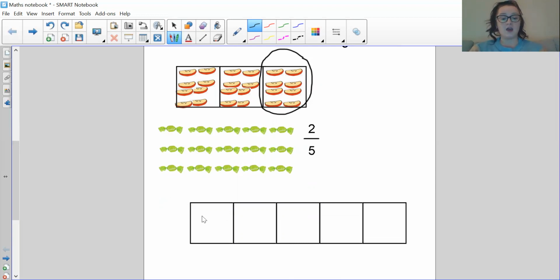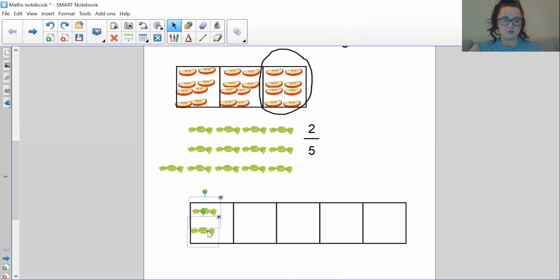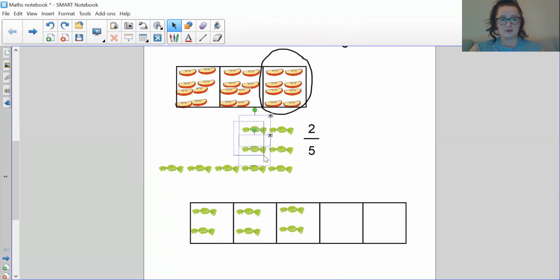So I've got my whole here and I've split it up into 5 different groups because my denominator is 5. So let's split them up. So I'll start with just doing 2 at a time. So 2, 2, 2, 2, and another 2.